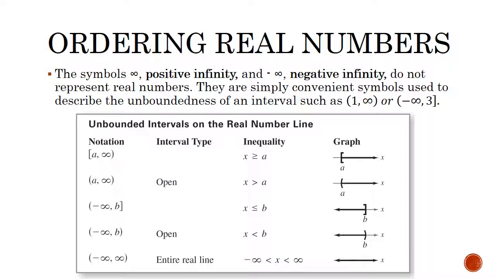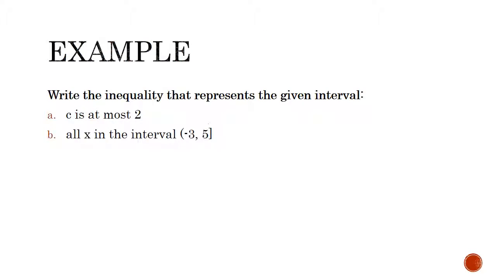The next one, we have negative infinity to B. This is the same idea going in the opposite direction. X is less than or equal to B. Then we have the same thing but no bracket. And finally, when you want to express the entire line using interval notation, you're going to go from negative infinity to positive infinity. And again, notice infinity and negative infinity will never have the brackets. They will always have the parentheses.